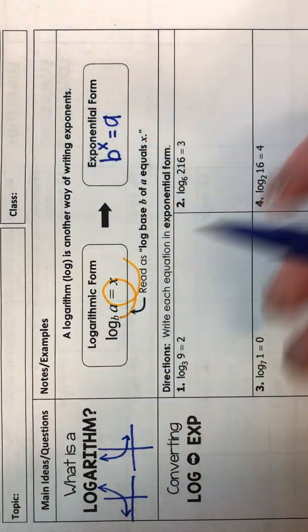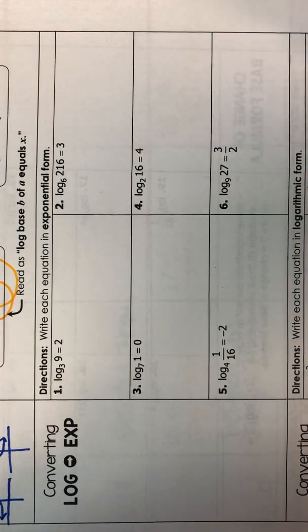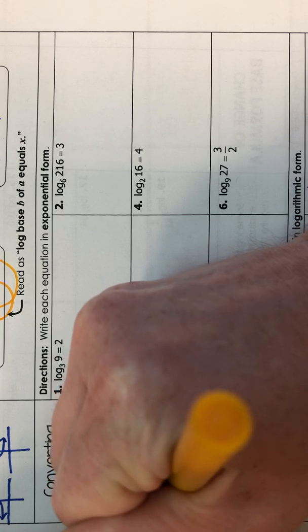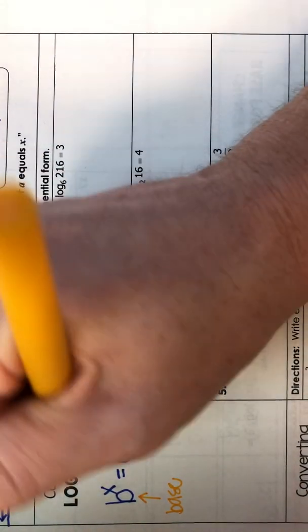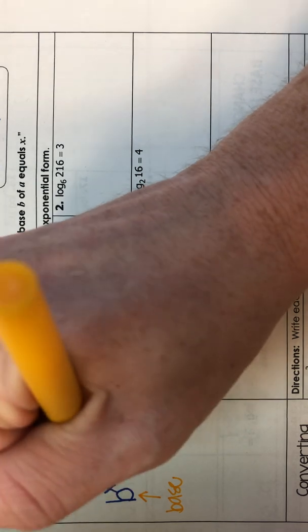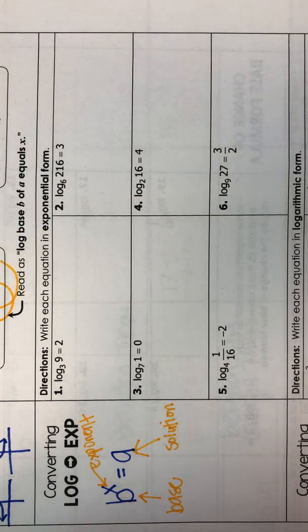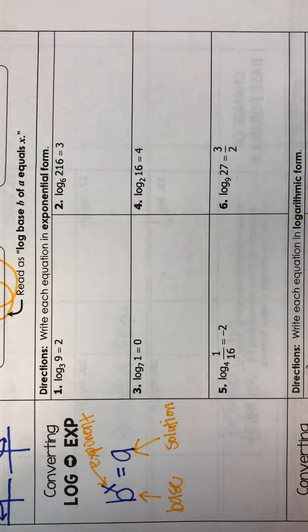So, in this next section, where we're converting logs to exponentials, okay, I want to talk about what each piece is again, okay? So right here, b is what I call the base. X is the exponent. And a is what we would call the solution or the answer to the problem, okay? So I know that you did some of these yesterday, so here I'm only going to do the odds.